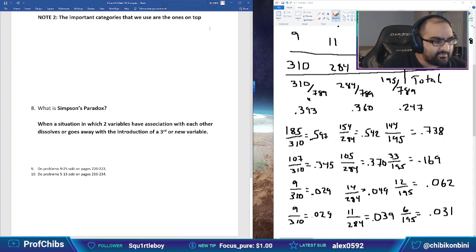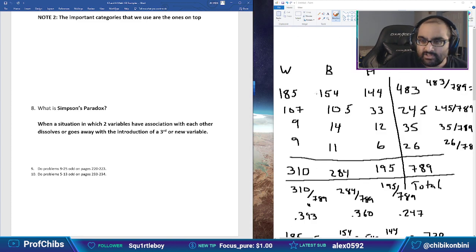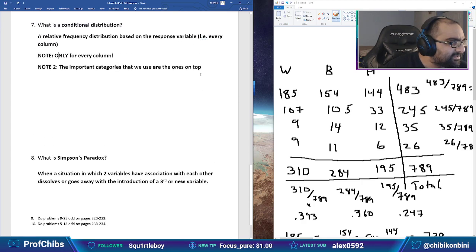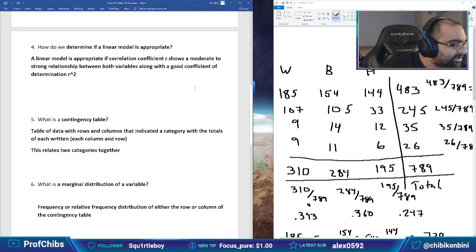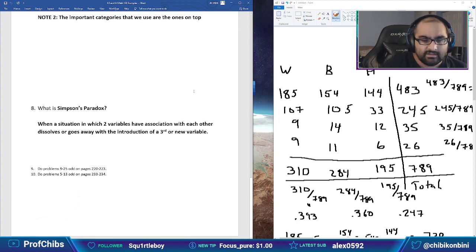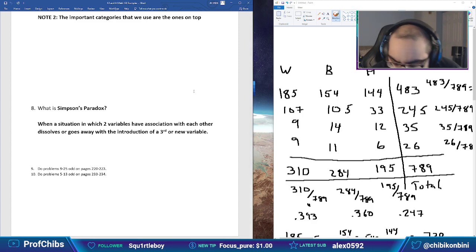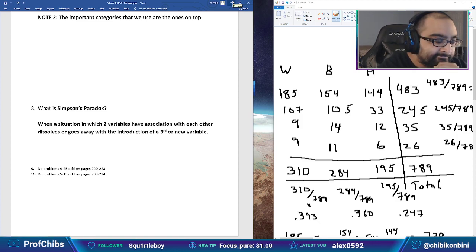So that's Simpson's paradox. For the most part, everything else here revolves around these tables that we've done together. And that, my friends, is pretty much the end of section 4.4. Are there any questions about anything from this section at all? Pretty straightforward, I would agree.